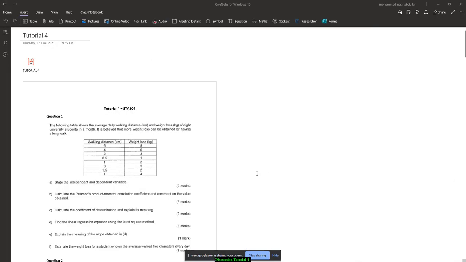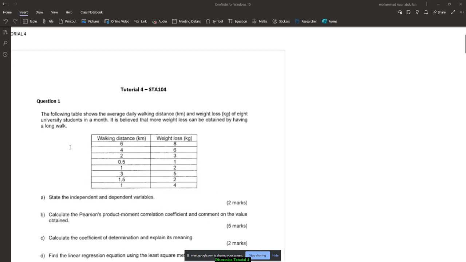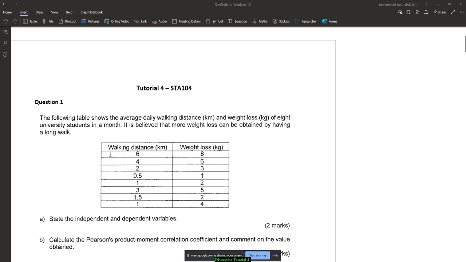So we continue discussion on tutorial number 4. I hope you're already done. You already did this one, right? So ada soalan tak? Ataupun you want me to discuss one by one?